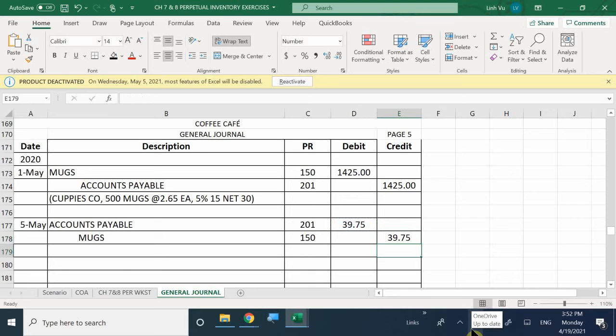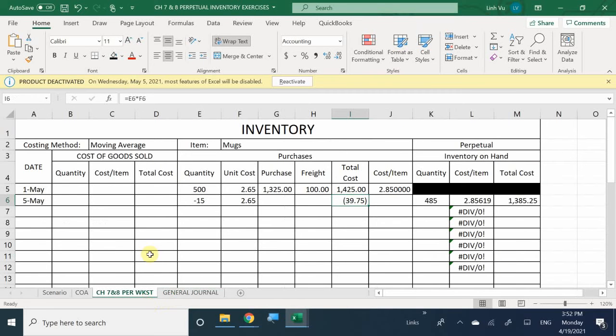I have a question. I must have missed something. We're doing moving average, right? Correct. On the inventory worksheet, since we lowered our quantity, wouldn't our cost per item change? It did change. Remember, it went from 1.85 even, now down to 1.85619. Can you click on that formula so I can see what I did wrong?